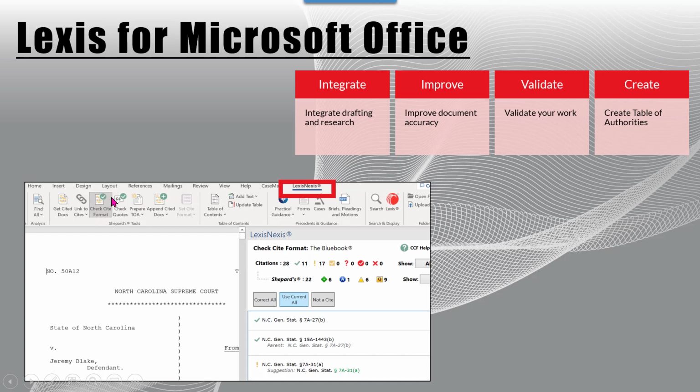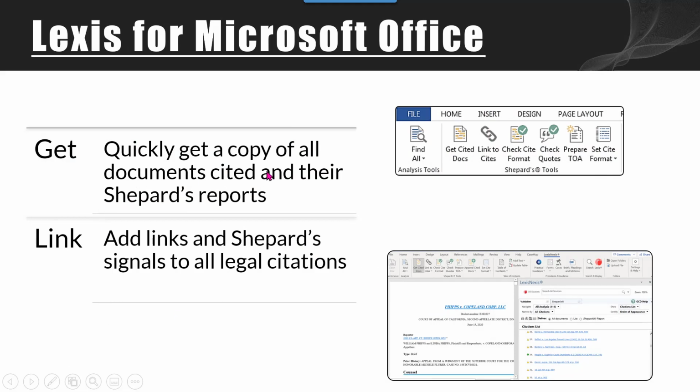This is a fast way to Shepardize everything in your document right here on your screen while you're still looking at your document. Just click Check Citations, and Lexis will quickly tell you all of the Shepard's signals for the cases in your document, and of course, link you to them so you can easily get to those Shepard's reports as well.